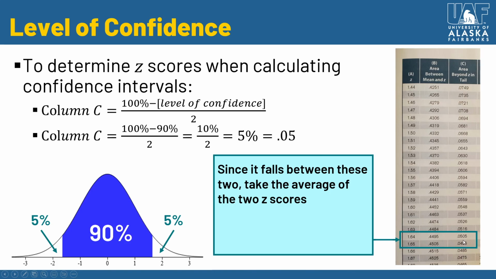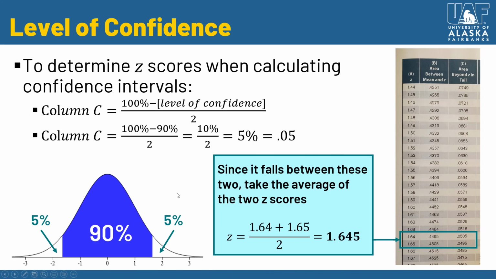It falls exactly between these two. This is 0.0505, this is 0.0495. And since it falls between those two, we need to take the average of the two z-scores. Z-scores here are 1.64 and 1.65. So we add those two up, divide them by 2, and we get a value of 1.645.